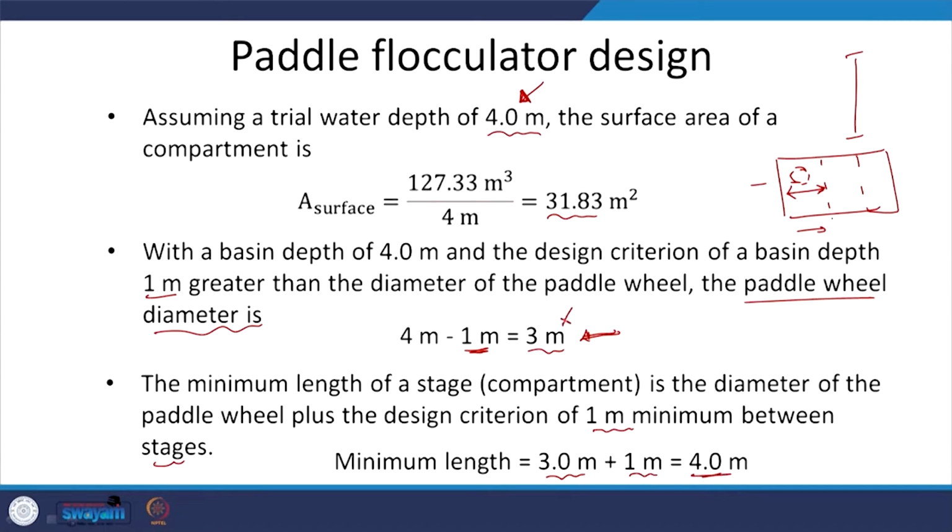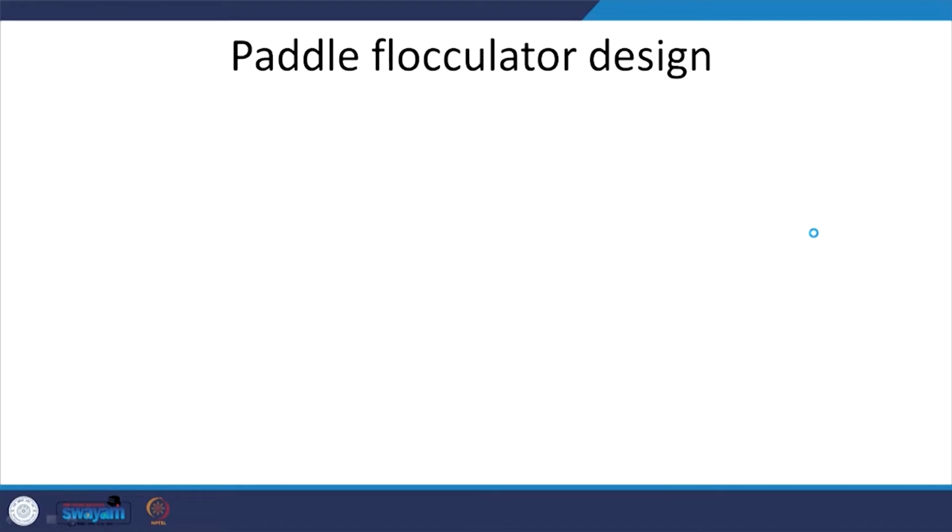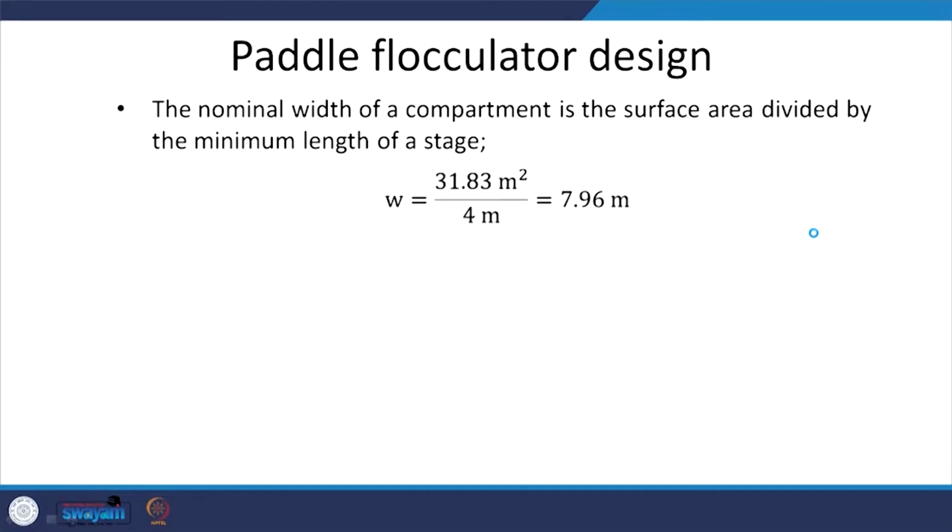Why 3? We just found that this diameter is going to be 3 meters based on the aspects related to the depth, and from that depth we calculated the paddle wheel diameter, and from that we calculated this length. So if we have the length, I can calculate the width from the area that we had earlier: area by length is the width, right? So what did I calculate? I just calculated the, so this is my compartment.